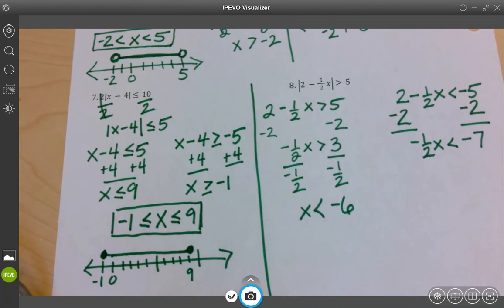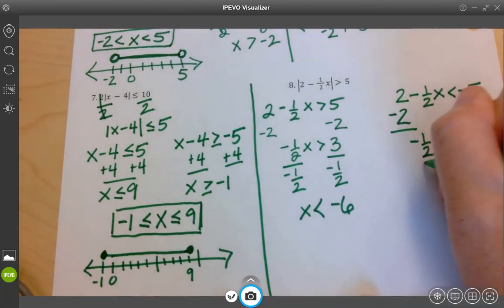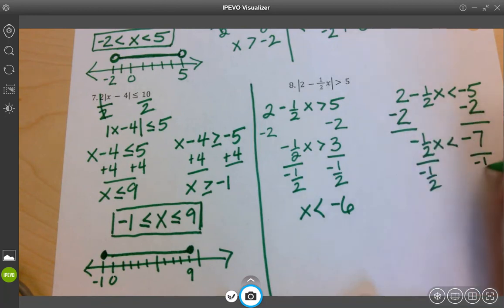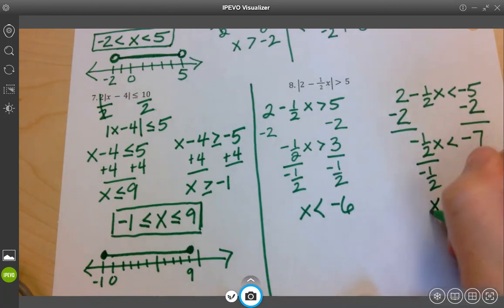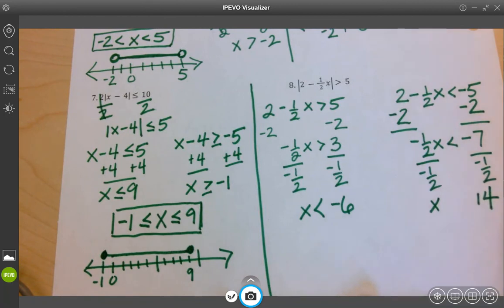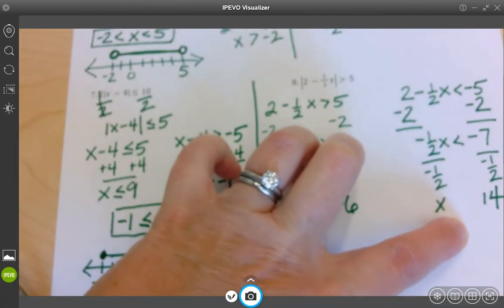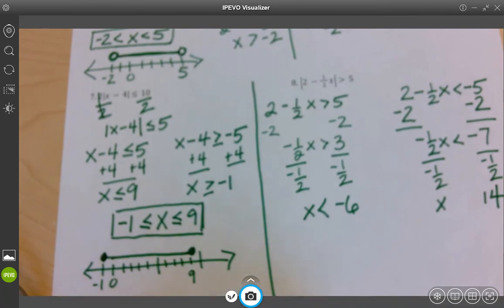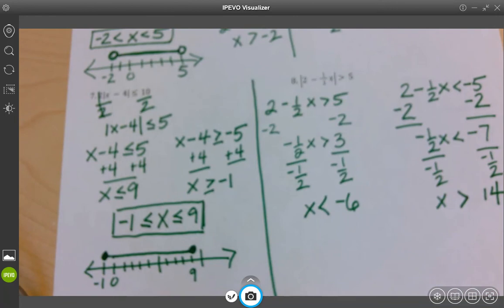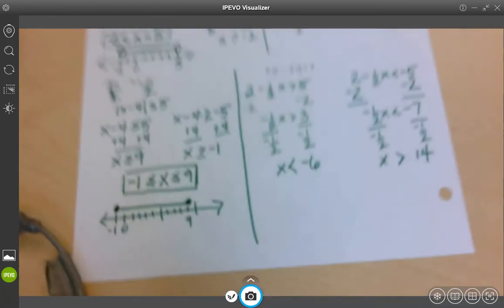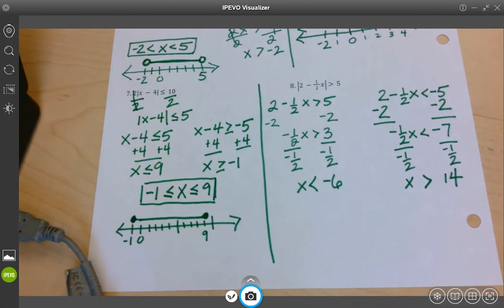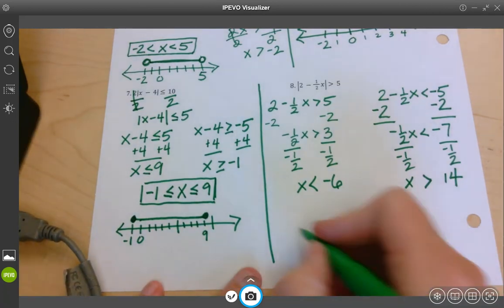Okay, how many halves are in the number 7? 14 halves are in the number 7, and when I do a negative divided by negative, I will get a positive, right? All right, but instead of a less than, I'm gonna put what symbol? Greater, good. All right. Yes. Okay, so we had less than -6 and greater than 14. So let me make that -6 and 14.